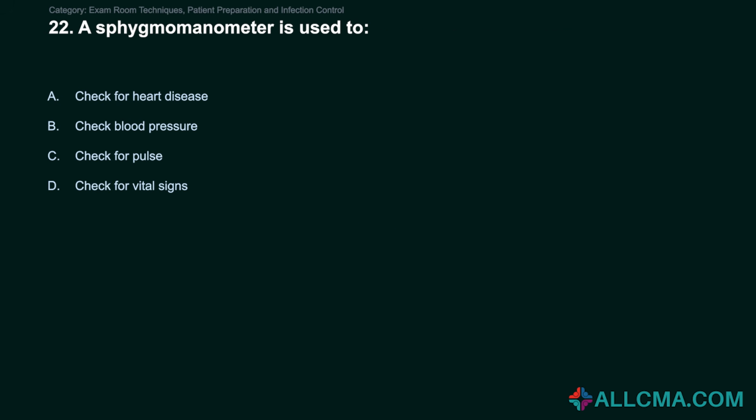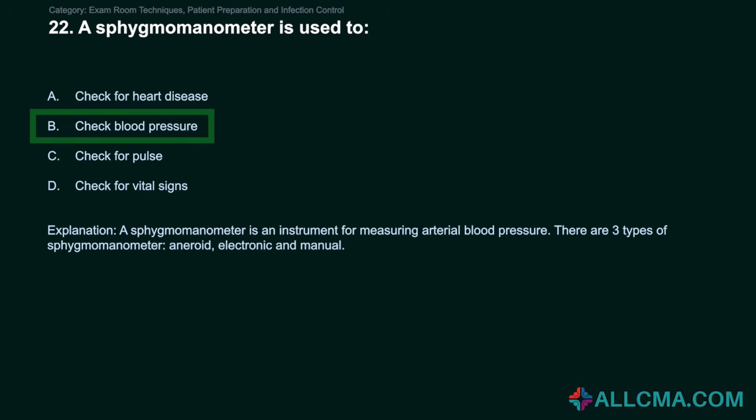22. A sphygmomanometer is used to A. Check for heart disease. B. Check blood pressure. C. Check for pulse. D. Check for vital signs. Correct answer: B. Check blood pressure. A sphygmomanometer is an instrument for measuring arterial blood pressure. There are 3 types of sphygmomanometer: aneroid, electronic, and manual.